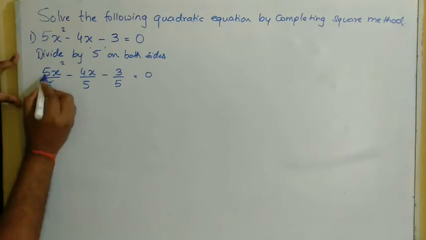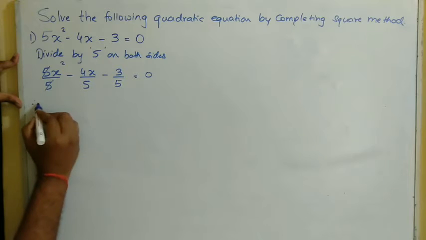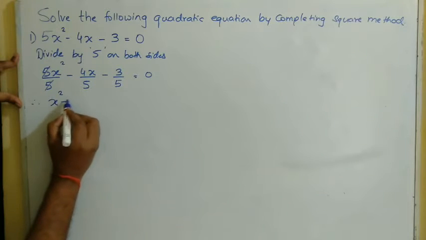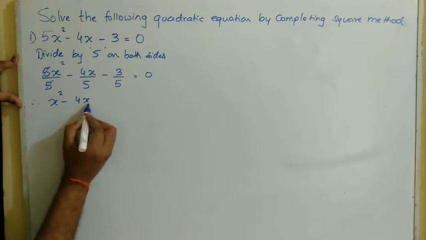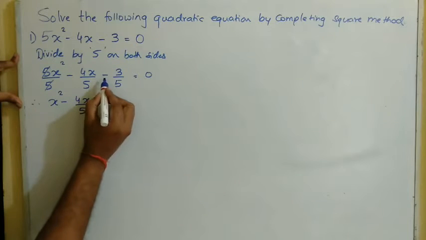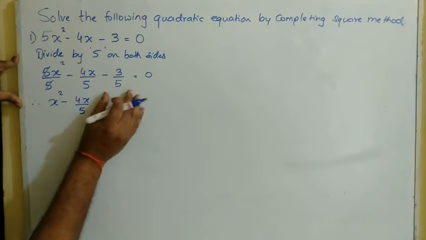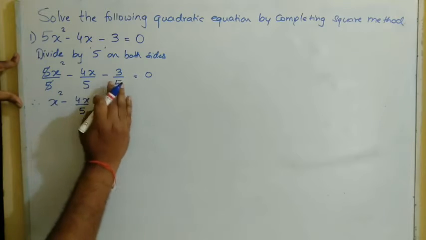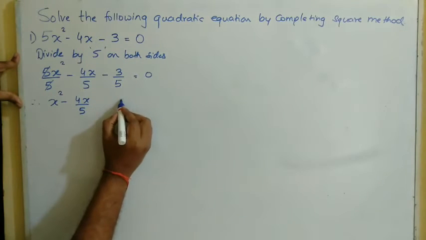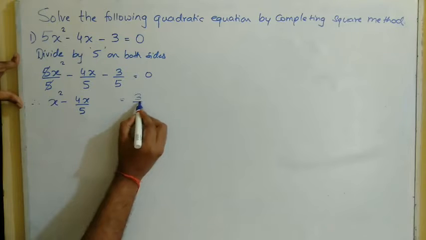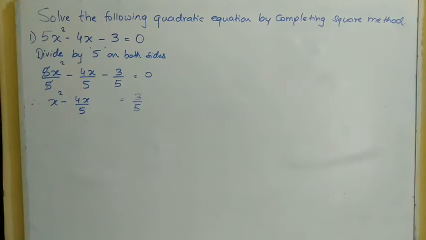Now this will get cancelled. So we have x square minus 4x upon 5. Now this minus 3 upon 5, this is c, in ax square plus bx plus c. This c I will take on the right hand side. I will get plus 3 upon 5.